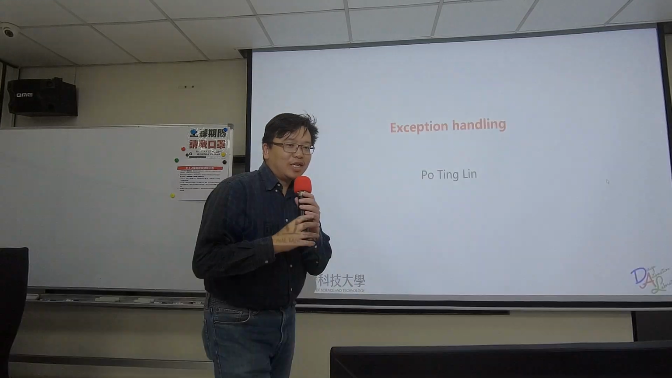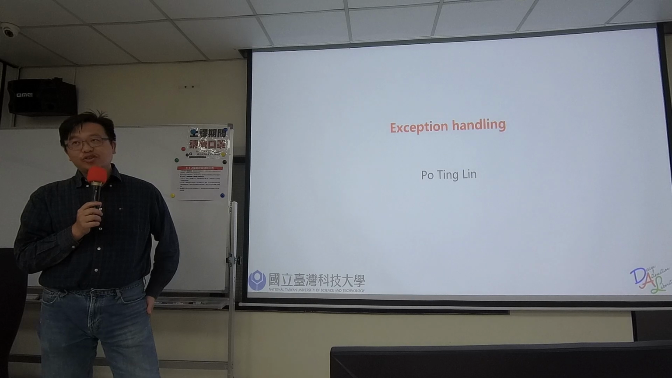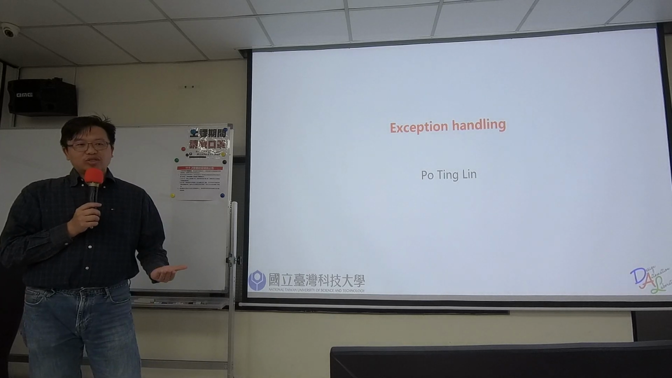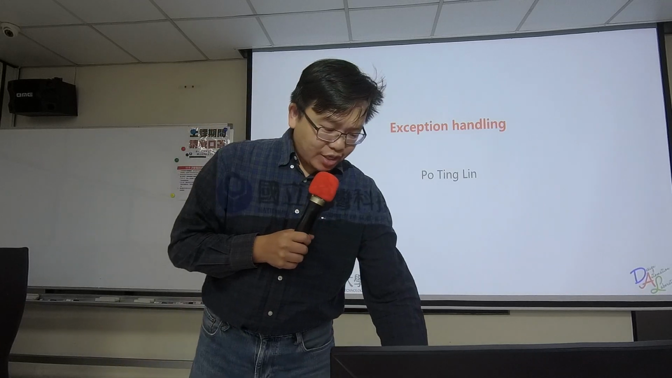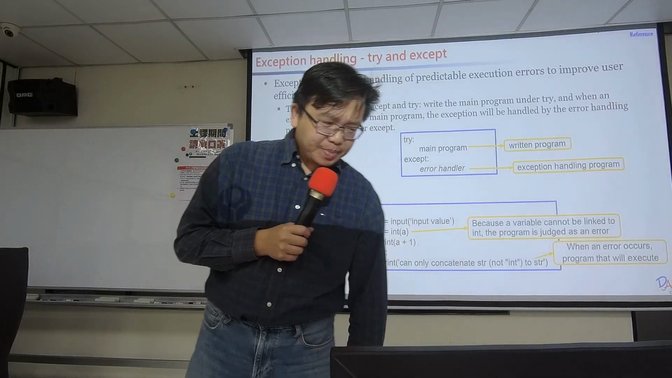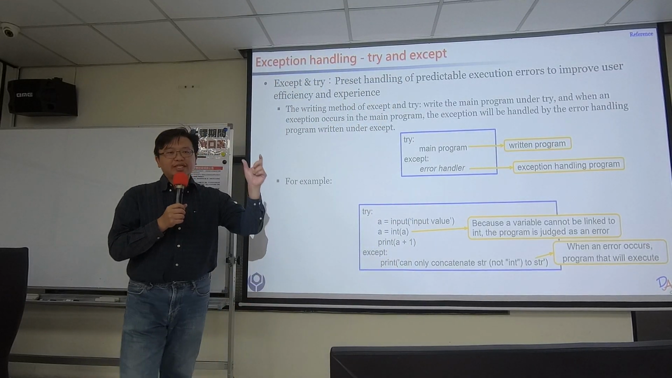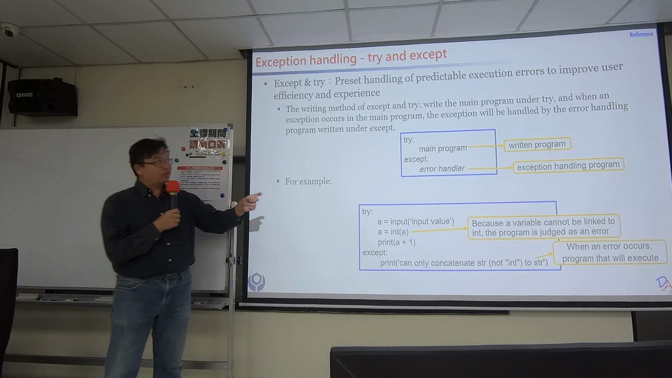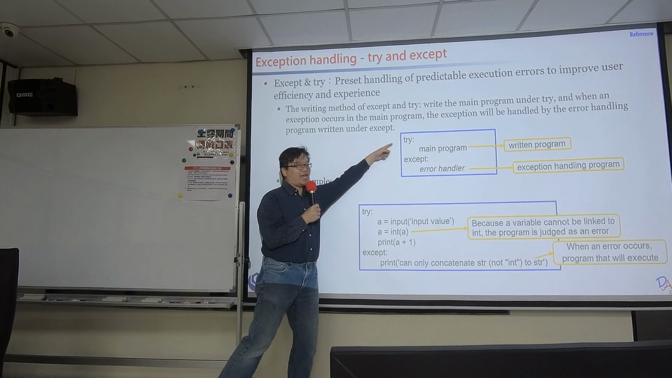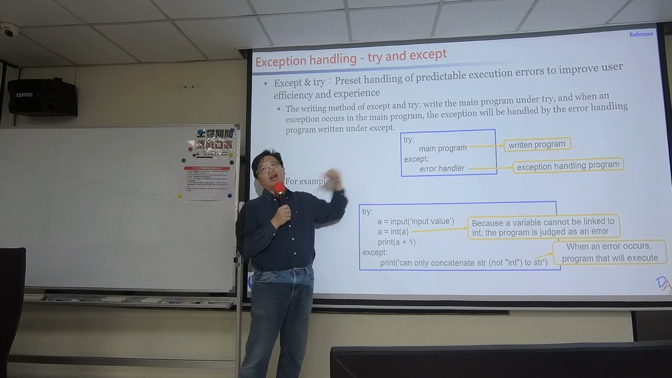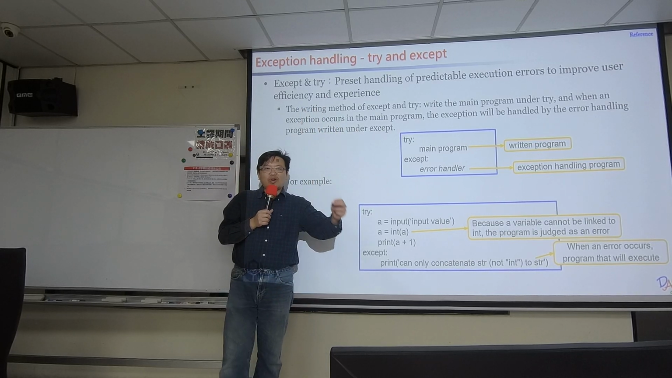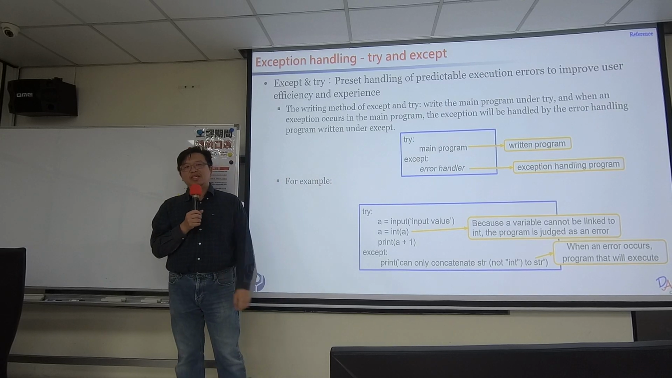So, in today's lecture, we're talking about something called exception. So, what is this about? Usually, exception is going to be used with try. Try something, except something else. So what does try except mean in Python?